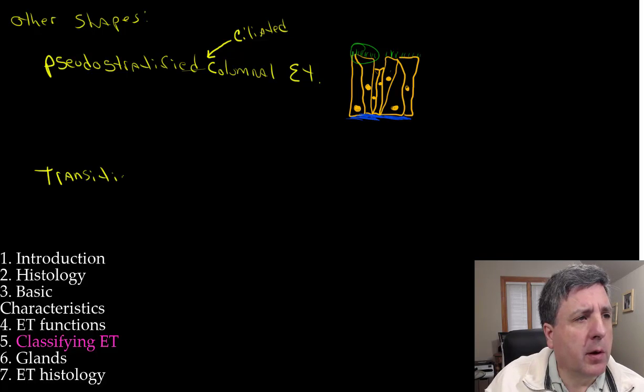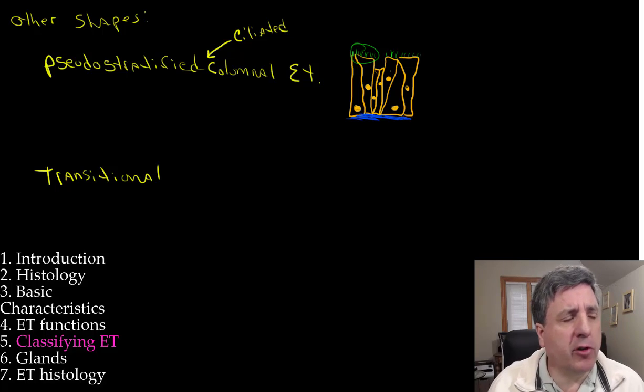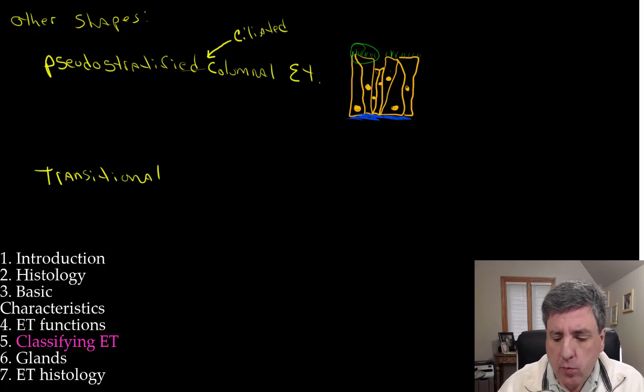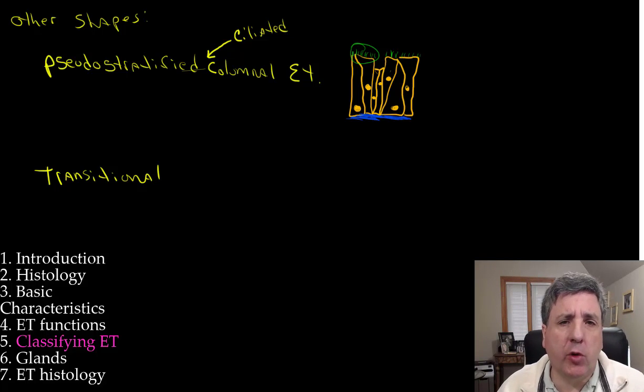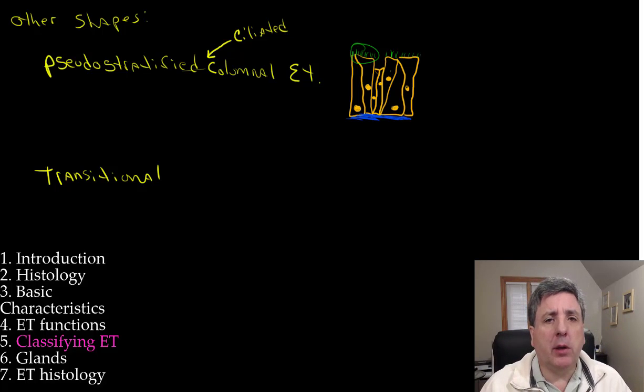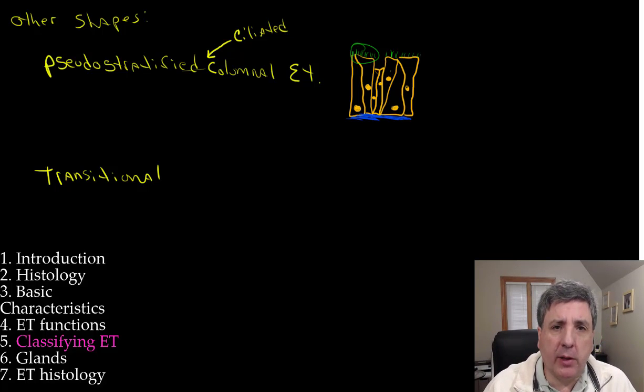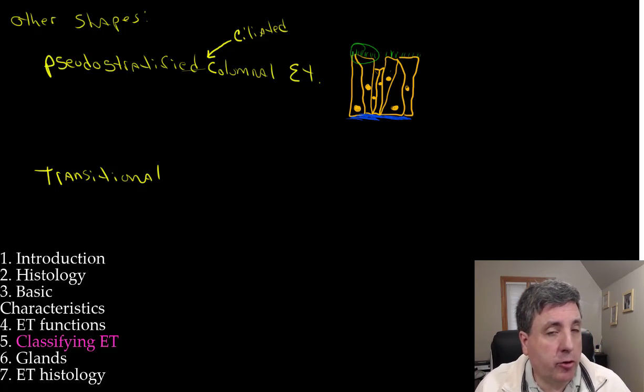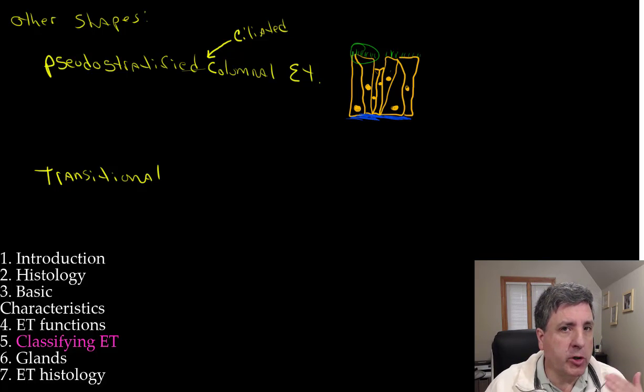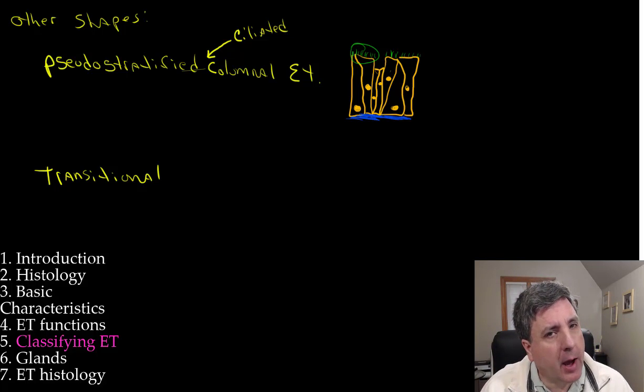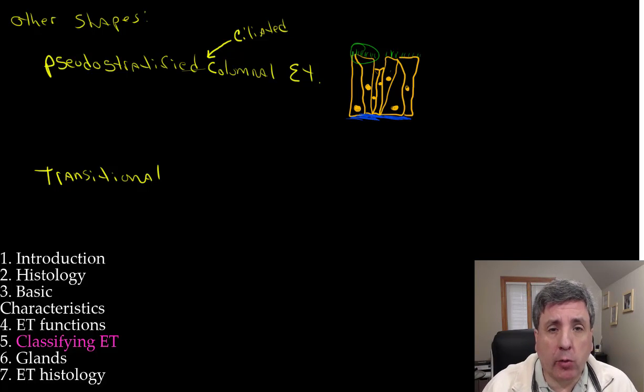Transitional epithelium. Now, this is located just in a few areas of the body. The key thing, and see if you can figure out where I'm going with this, is that transitional epithelium transitions from one shape to another. Now, you're going to find this in your bladder, some parts of the ureter and the urethra.